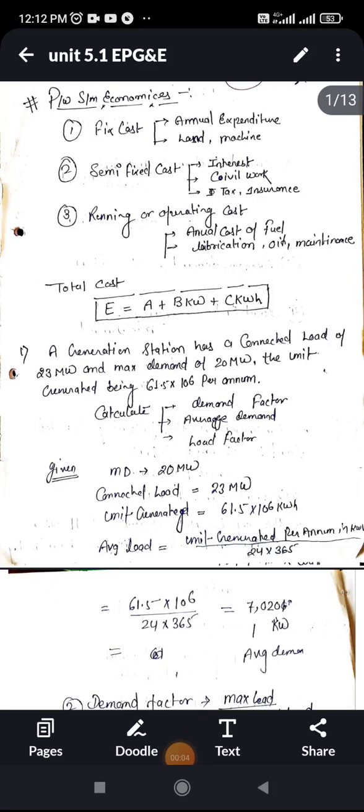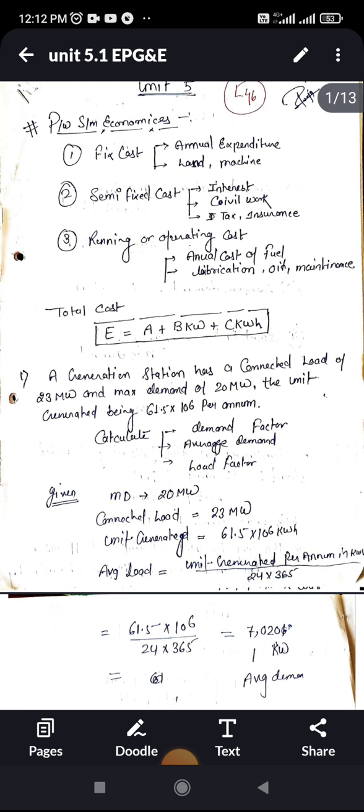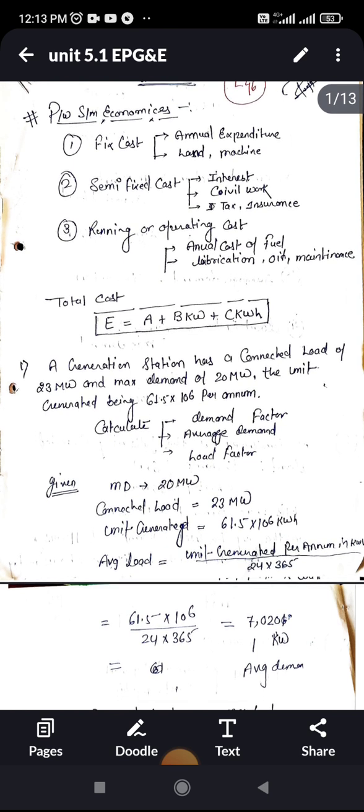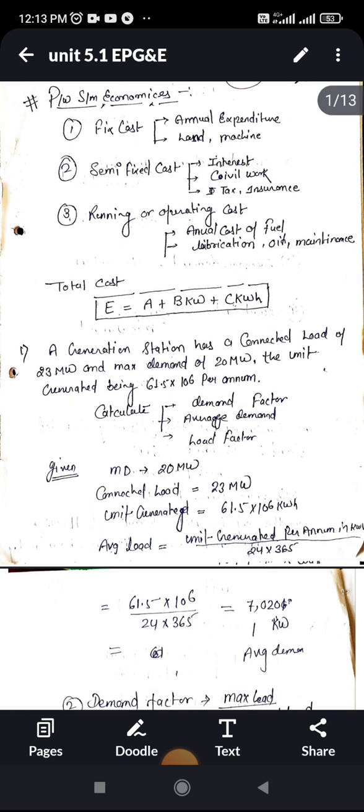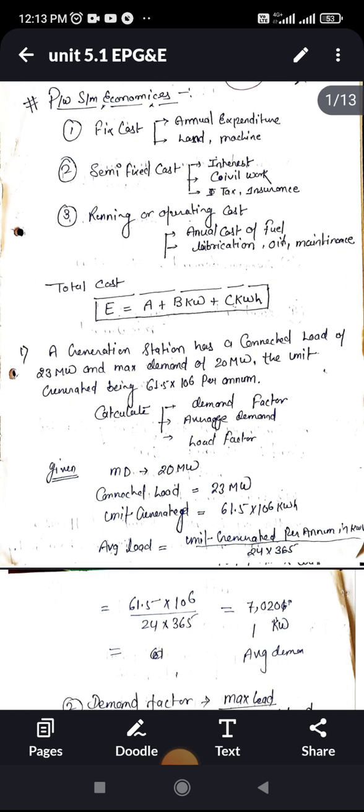Today I am going to discuss power system economics. There are three types of cost: fixed cost, semi-fixed cost, and running cost, which is also known as operating cost. A fixed cost is always equal to annual expenditure on land, machines, etc. Semi-fixed cost includes interest, civil work, tax, and insurance, and it can vary year by year. Running cost includes the cost of fuel, lubrication, oiling, and maintenance.